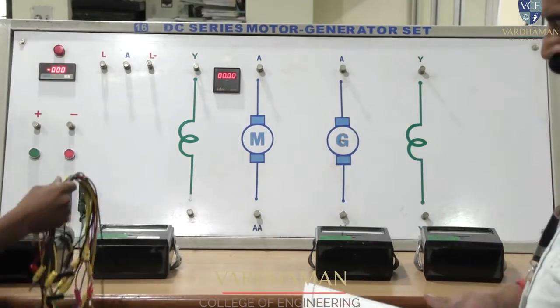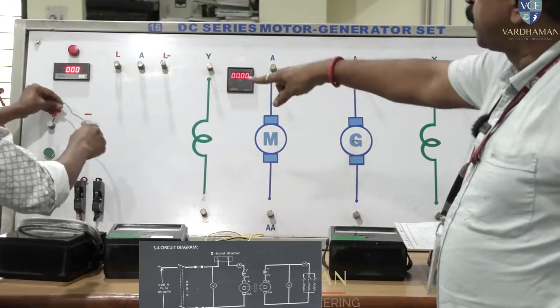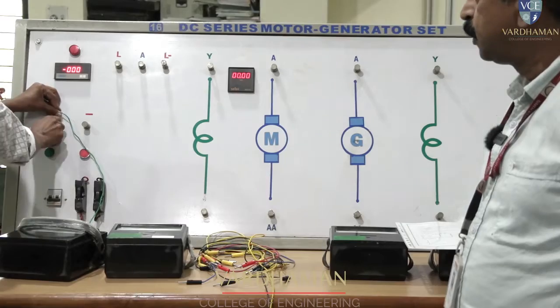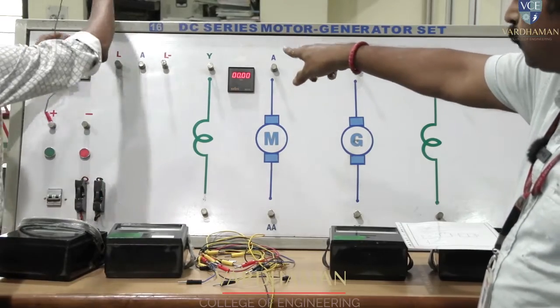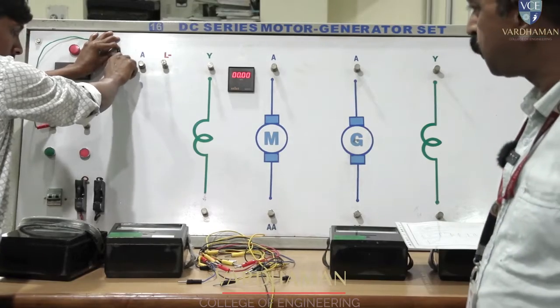Now the first terminal, positive, is connected to L of the starter. The positive terminal is connected to L of the starter. The starter has two terminals, since it is a 2-point starter. A series motor is always operated by means of a 2-point starter.